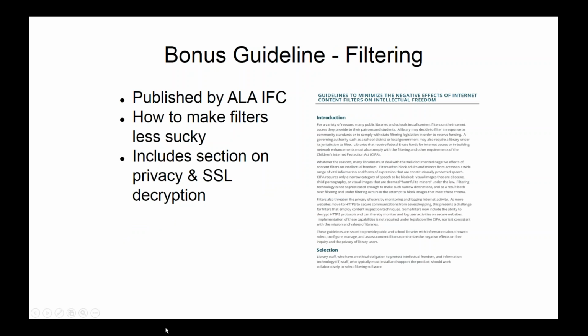Next slide, please. There's also one other guideline that's listed up on that page that is a little bit broader than just privacy, but it does have privacy aspects.